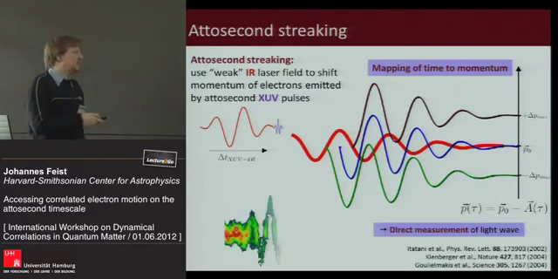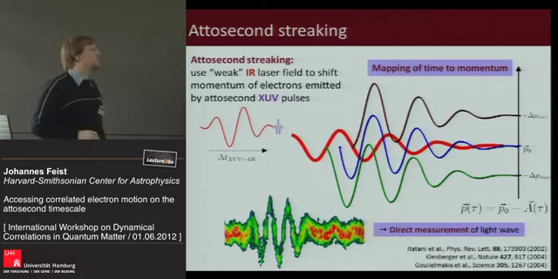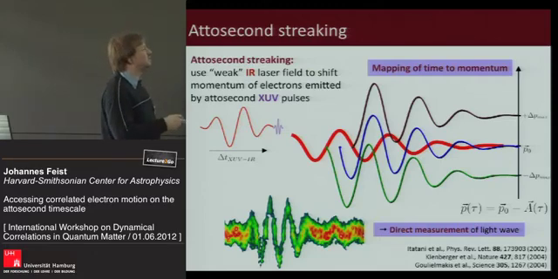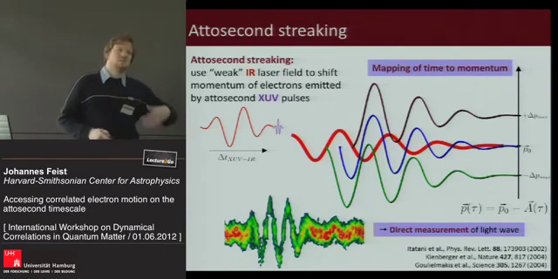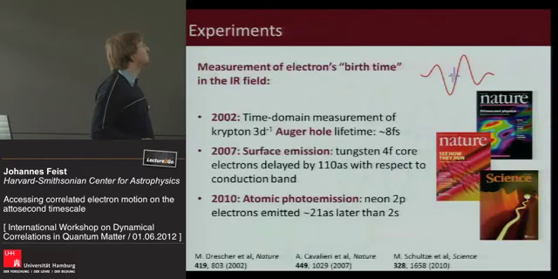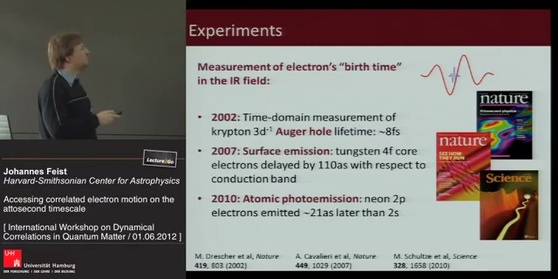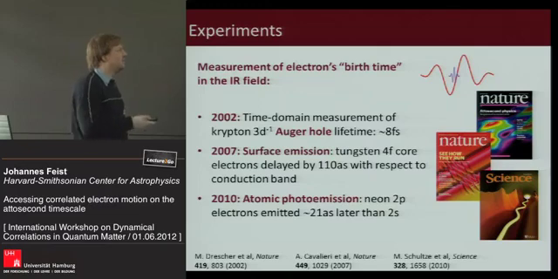So in that sense, you have a direct measurement actually of the light wave, or of the vector potential of the light wave, which was the first application of this kind of setup. But what you also get is a mapping of the time of ionization to momentum, and you can use that to actually get information about when your electron was kicked out of the atom in some sense. So these kinds of measurements were also performed using these techniques, and the first one was about 10 years ago, a proof of principle, showing that you can actually measure the lifetime of an Auger hole in krypton directly in the time domain, which is around 8 femtoseconds.